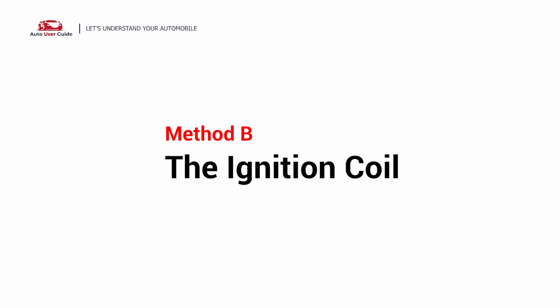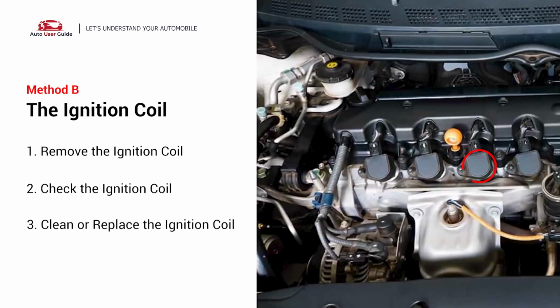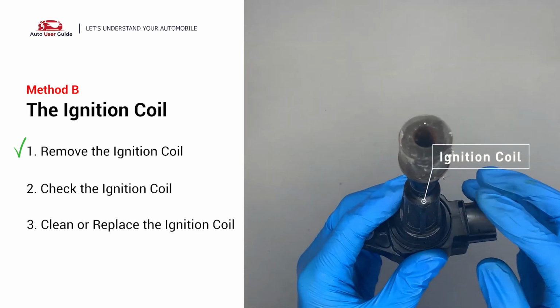Method B, the ignition coil. Ignition coils are usually installed directly at the cylinder head above the spark plug. First, carefully remove the ignition coil from the engine.